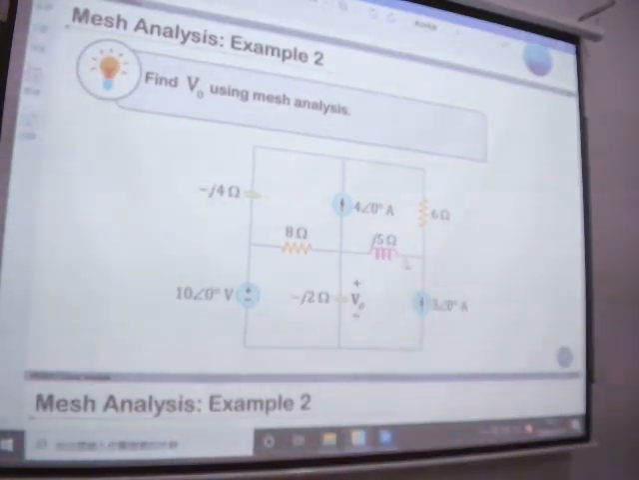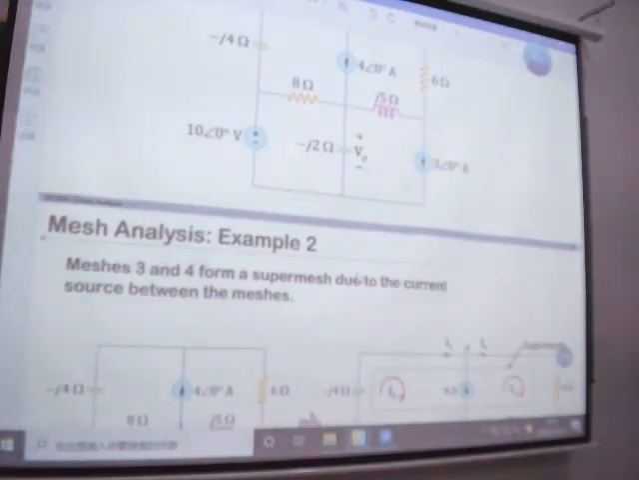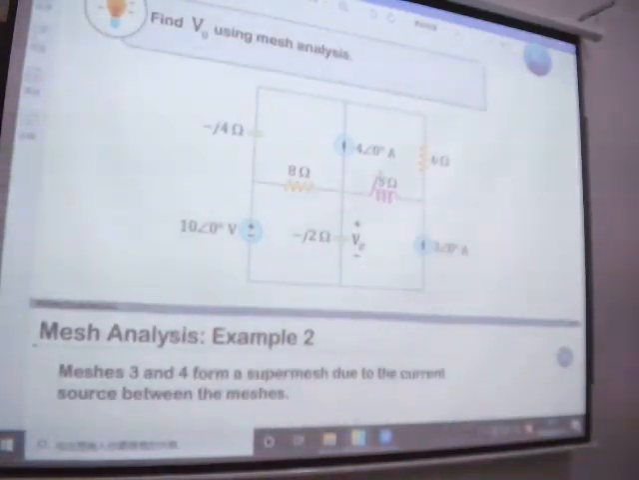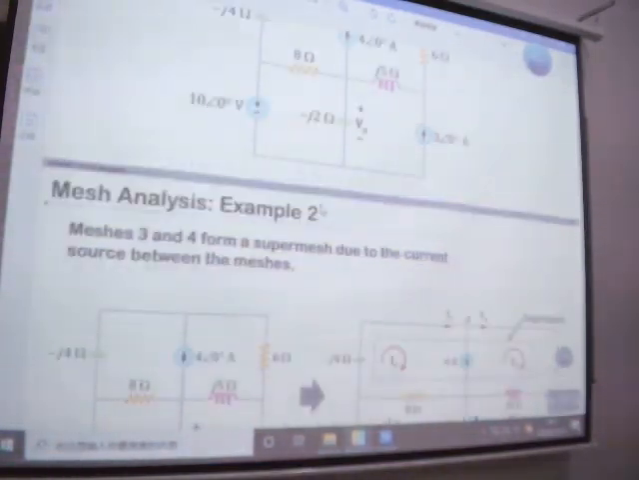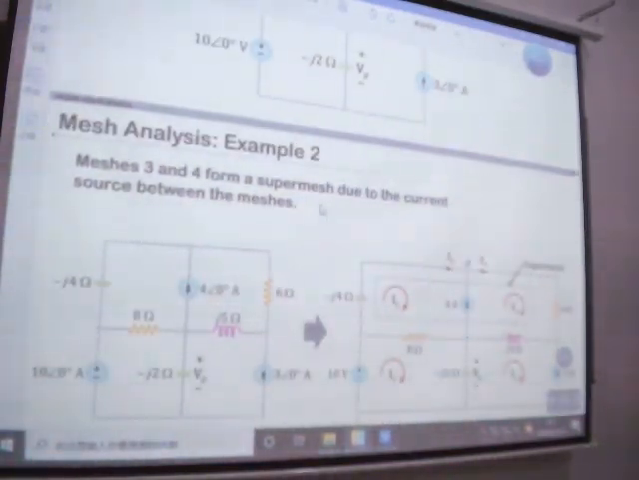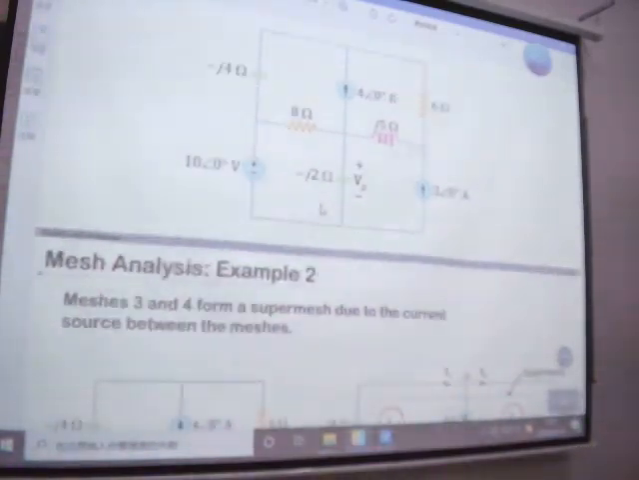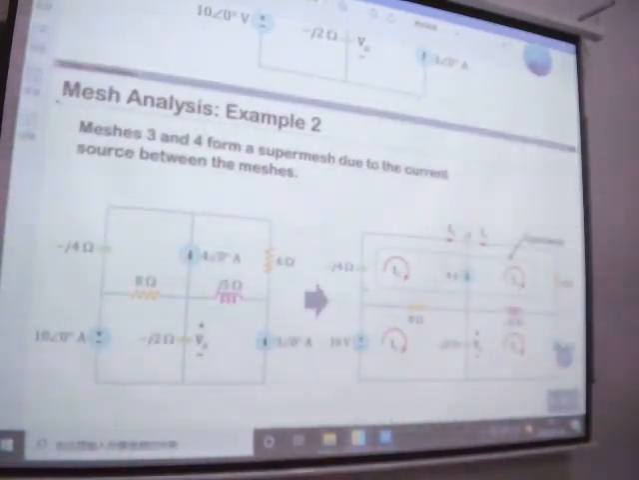And the super mesh here. If you use the super node, it's okay. If you use the super node, then you need to suppose the I here. So I still think it's better to use the traditional way.